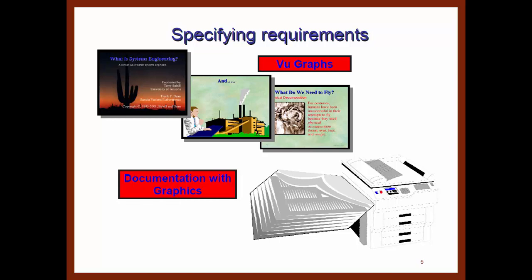Now that we understand the functions, we have a list of functions. We now want to start specifying requirements. So these are the functions that the system must perform. These are the requirements that the system must do in order to achieve their goals.